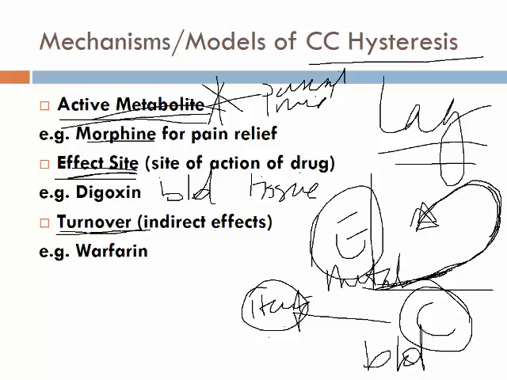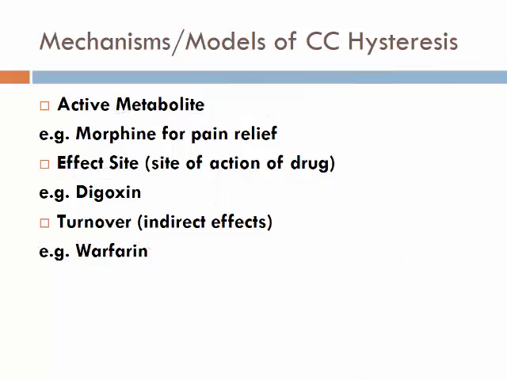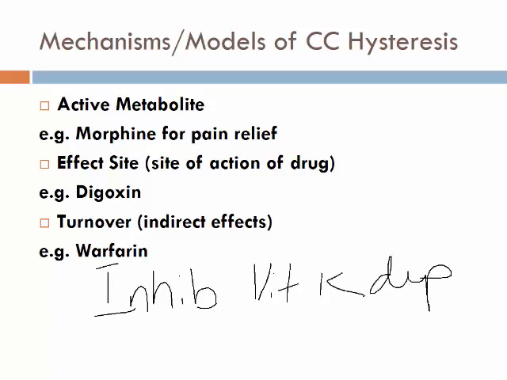The third possibility is turnover, which is a super interesting concept. With turnover, warfarin's probably the best example of this, and I'll use warfarin to describe it. I'm going to erase all of this. So when we give warfarin, the way it works is by inhibiting the vitamin K dependent clotting factors.